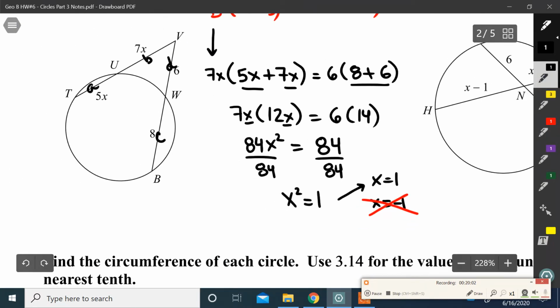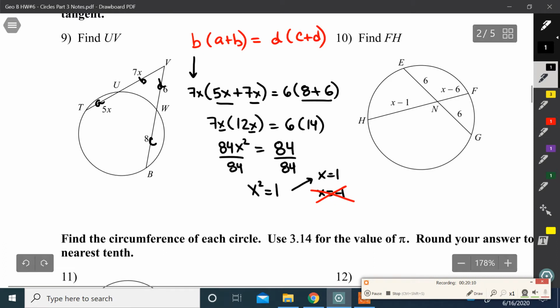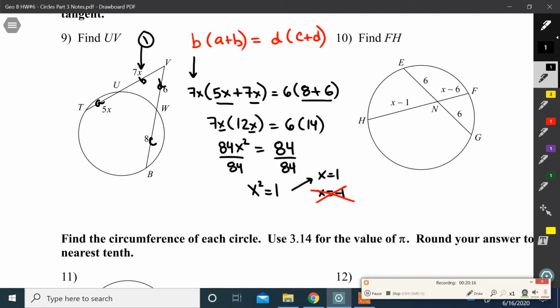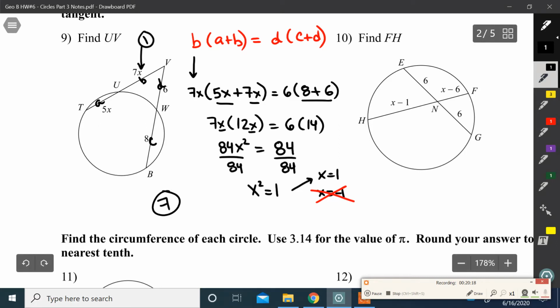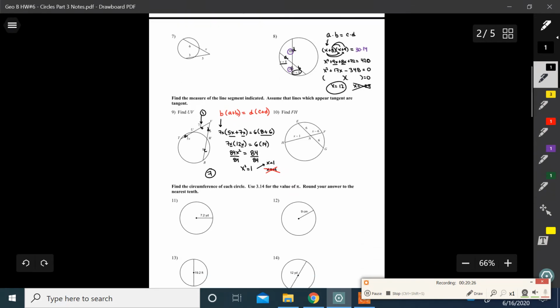If you're wondering how I got that, remember you take the square root on both sides. That's all. Okay, so we know that x is equal to 1, so we're going to plug that in there. 1 into 7x, so 7 times 1 will give you 7 as your final answer. Alright, so I'll let you finish number 10 for me.